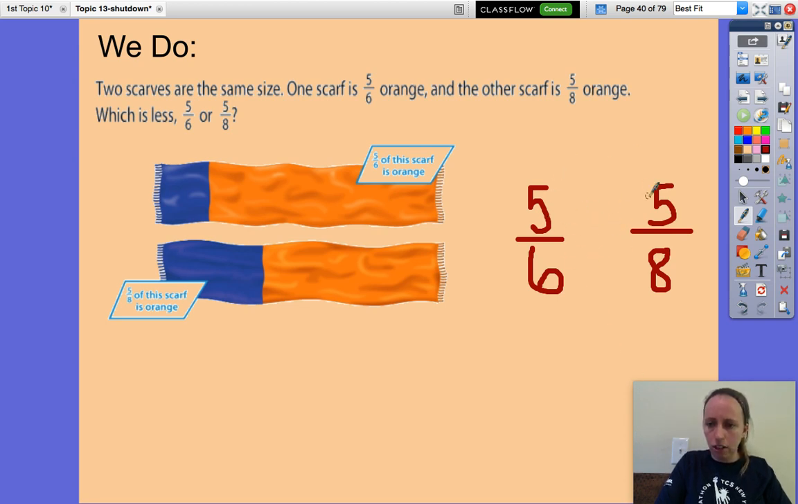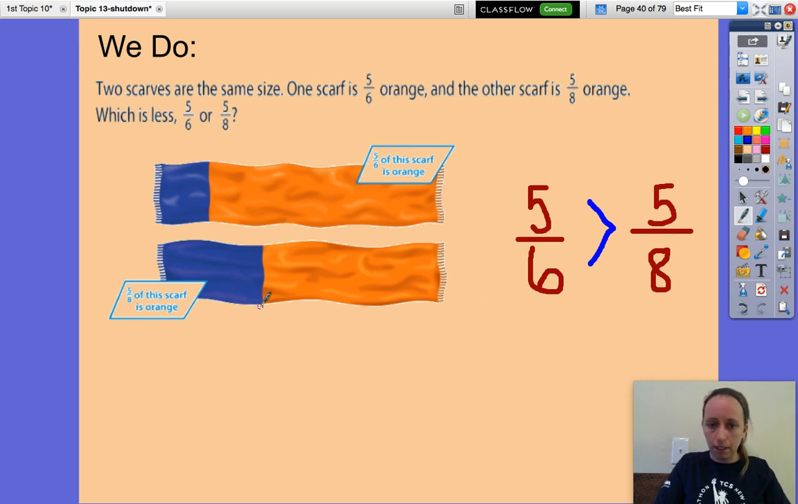Okay, I notice that our numerators are the same, but our denominators are different. So we are going to look at the denominator that is smaller. Which denominator is smaller, 6 or 8? 6 is smaller, so 5/6 is greater than 5/8. Now let's show it with a picture.